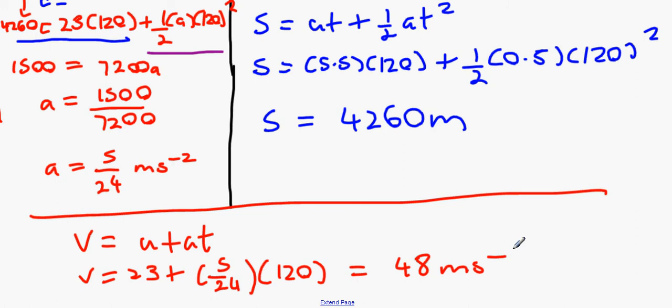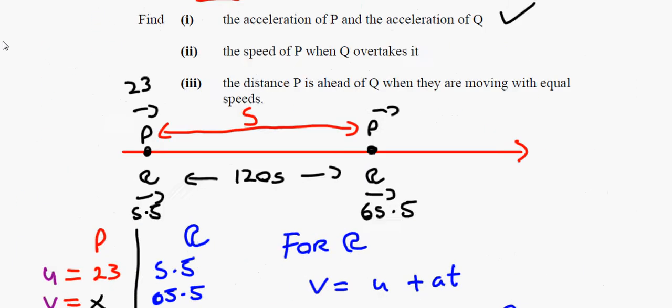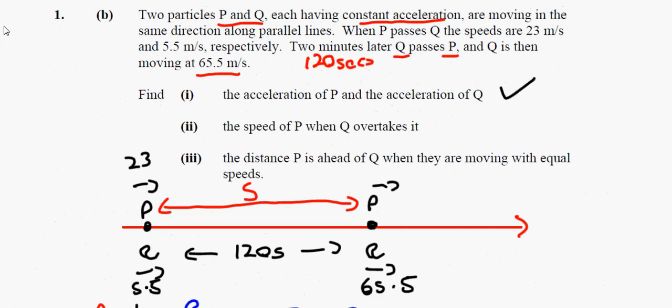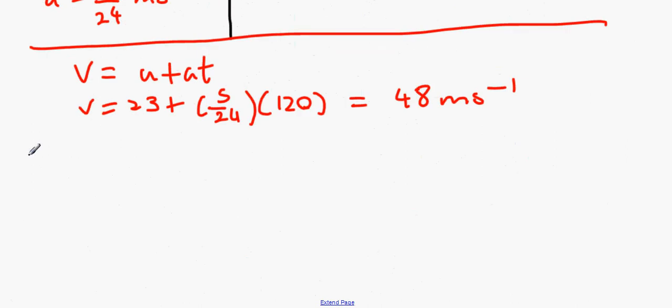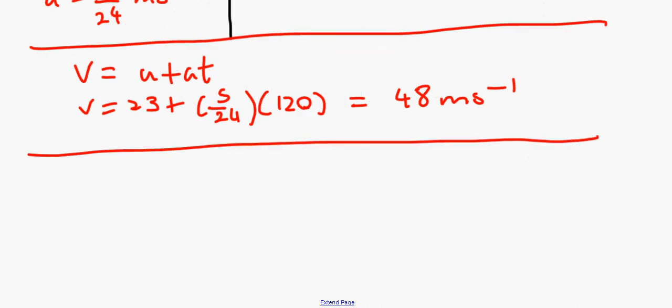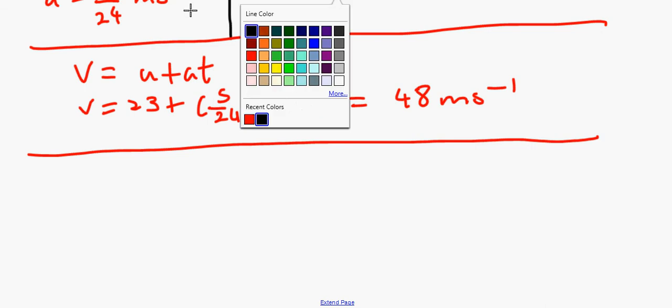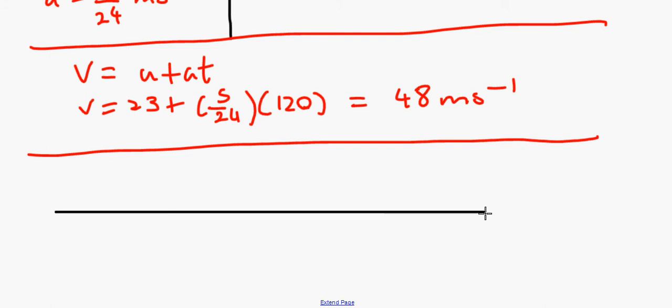Okay, now the last question is the distance P is ahead of Q when they are moving with equal speeds. So this is basically a maximum distance question, okay? And a maximum distance question basically states like P overtakes Q at the start, okay? So because P overtakes Q at the start, basically P is going faster than Q, okay? So P overtakes Q at the start. They're going down the road, and P eventually opens up a distance over Q. So P is here. Let's say Q is lagging behind.